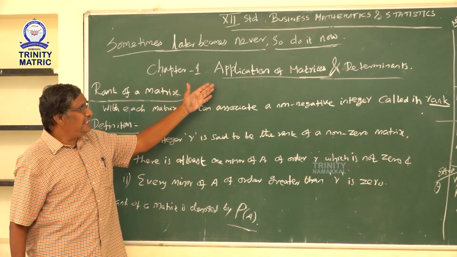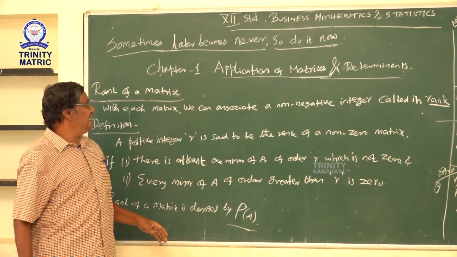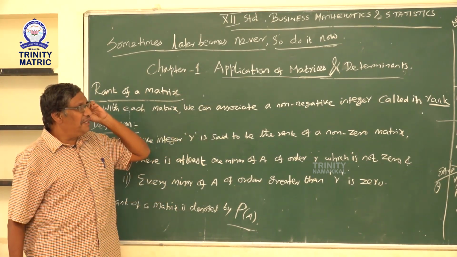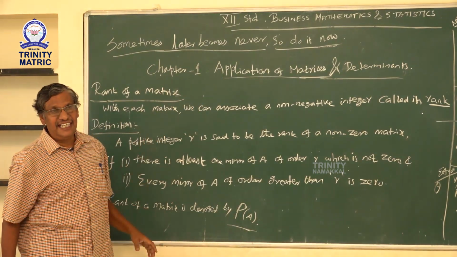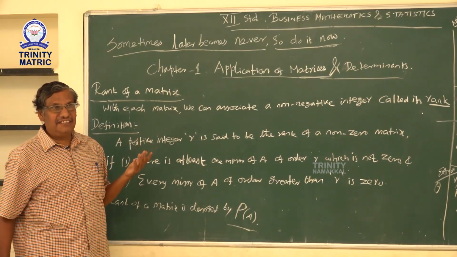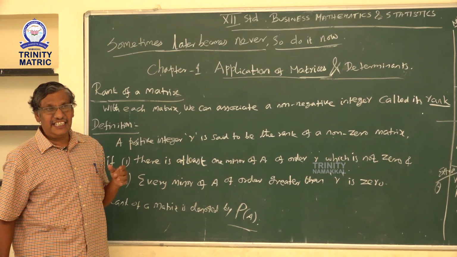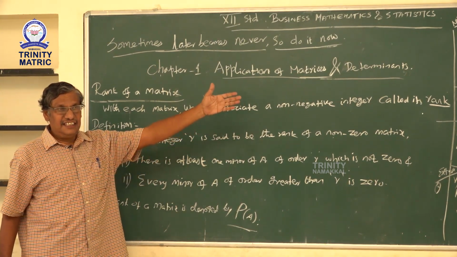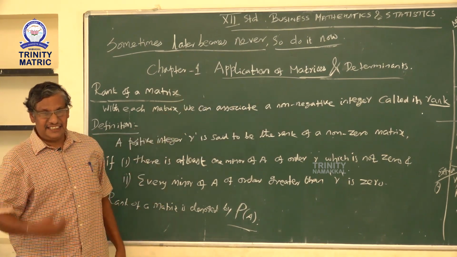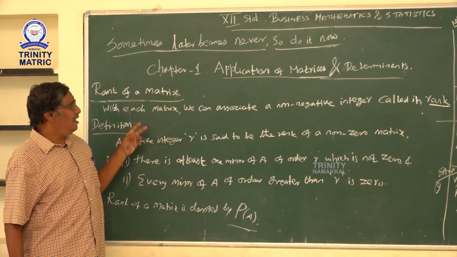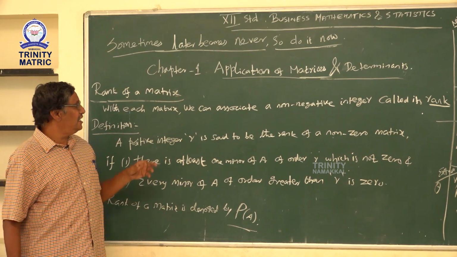Chapter 1 is Applications of Matrices and Determinants. You are familiar with matrices and determinants because you have already learned them in 11th standard. Matrices mean an arrangement of numbers in rows and columns. Rows are horizontal lines, and vertical lines are called columns. Now we are going to coin a new word: rank of a matrix.